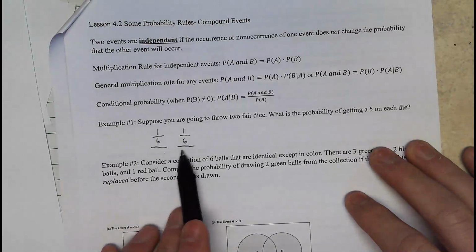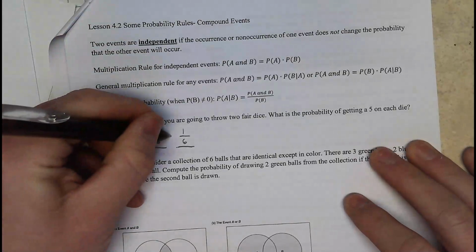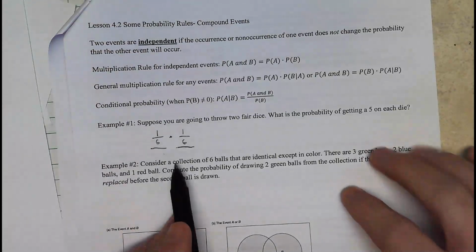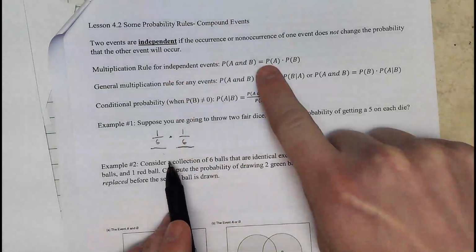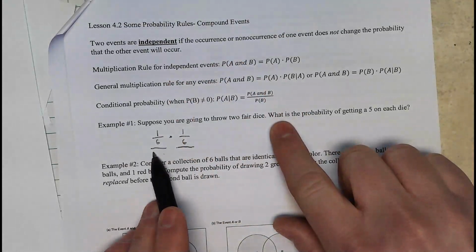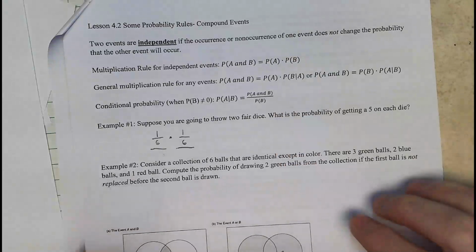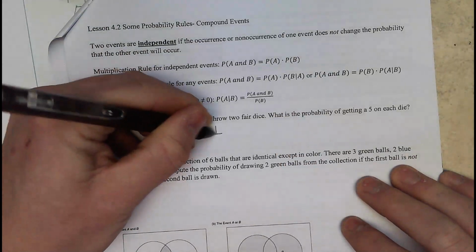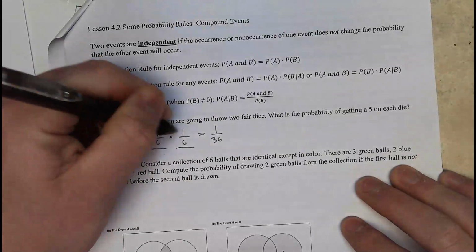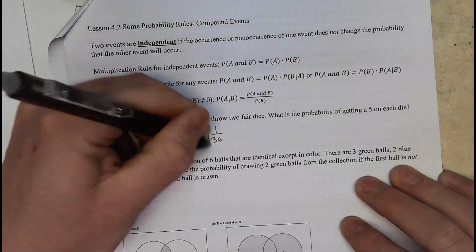How do you do the probability for 2 independent events? You multiply them. So this is the multiplication rule. The probability of event A, probability of getting a 5, times the probability of getting a 5 gives you your answer. So 1/6 times 1/6 is 1/36. Multiply 1 times 1 is 1. 6 times 6 is 36. So that would be your answer.